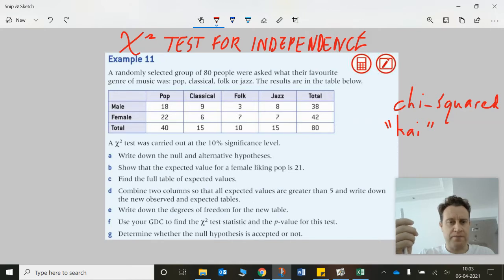So the next part actually tells us to combine two columns so that all expected values are greater than 5, and write down the new observed and expected tables. Okay, so we're going to need to combine two of these columns here. Ultimately, they didn't ask us to do the chi-squared test here at a 10% significance level. They haven't asked us to do that just yet.